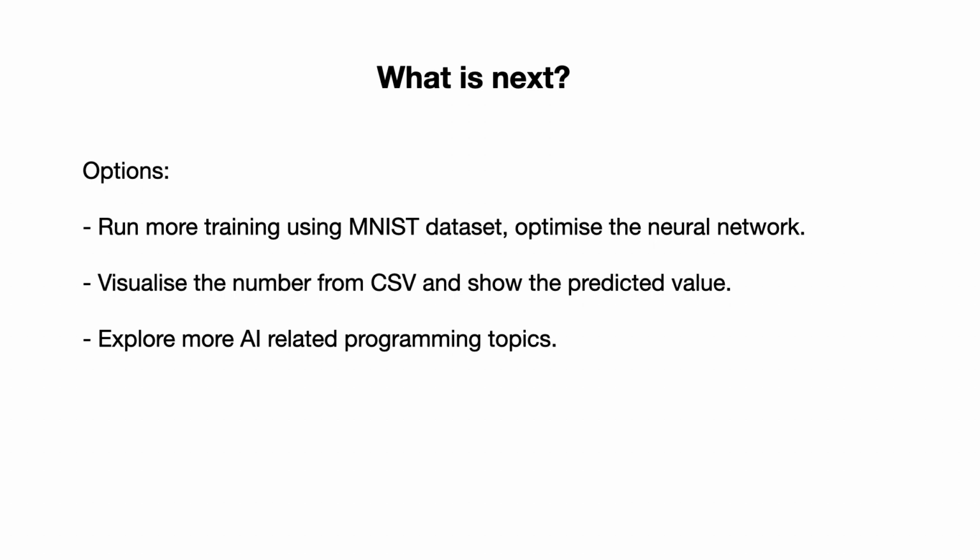I'm currently thinking what to do next with this neural network project. I could run more training with MNIST dataset, optimize the neural network, so the code works very well or better than it is now. Maybe I could visualize, like print out what numbers look like and what neural network is predicting. Or also maybe I can think about other AI related programming topics. Right now I have few things in my mind.